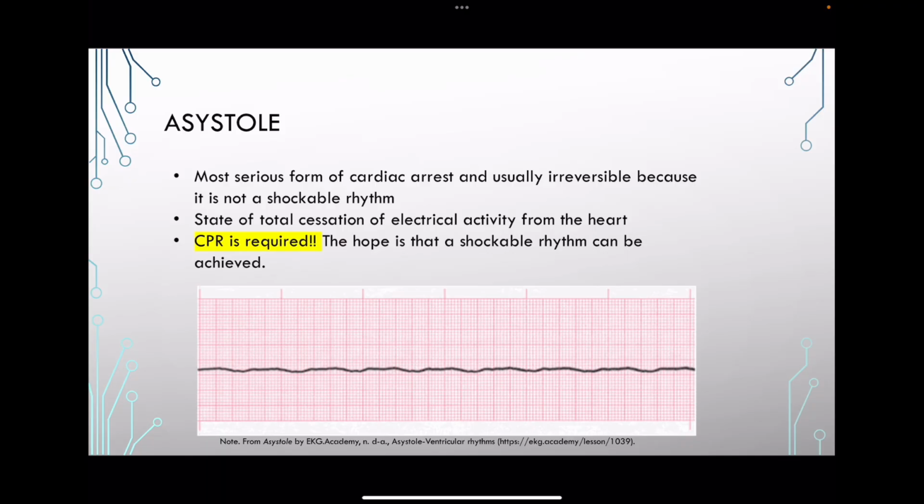Okay, in asystole, there is no electrical signal, so it is a flat line because none of the electrical signals are being sent out anymore. At this point, your SA node has failed, your AV node has failed, and your ventricle stimulations have failed. So it's just a flat line.